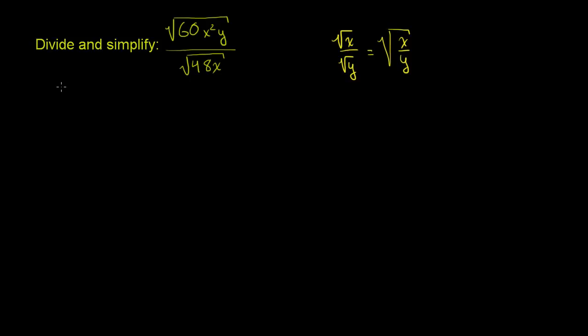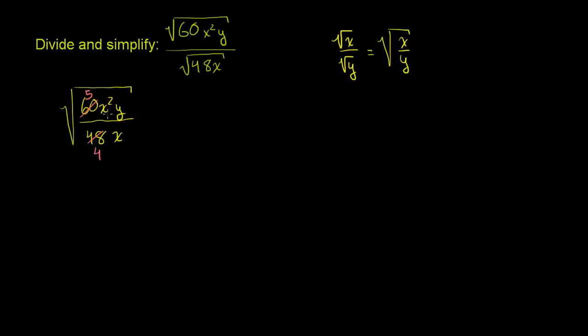This expression over here is going to be the same thing as the principal root. It's hard to write a radical sign that big. The principal root of 60x squared y over 48x. And then we can first look at the coefficients of each of these expressions and try to simplify that. Both the numerator and the denominator are divisible by 12. 60 divided by 12 is 5. 48 divided by 12 is 4.